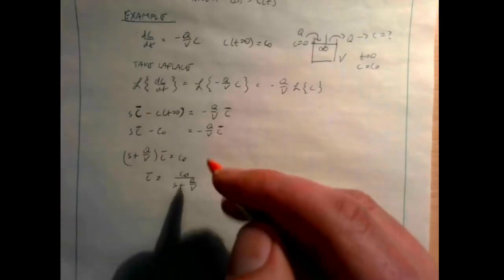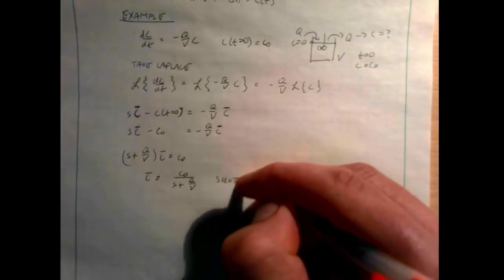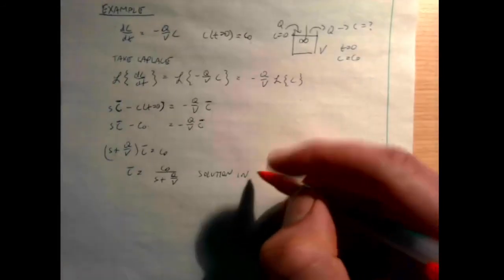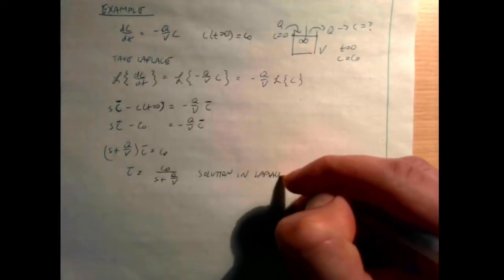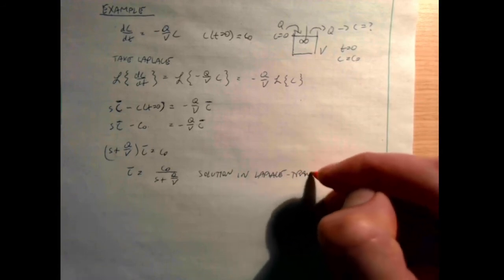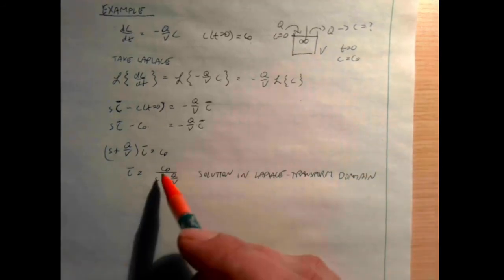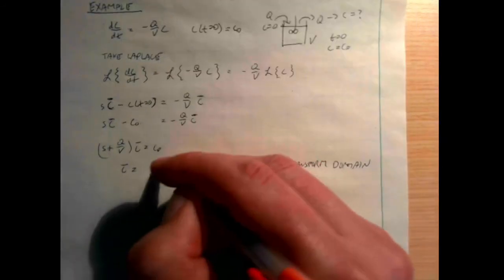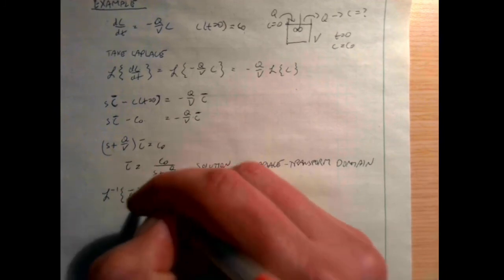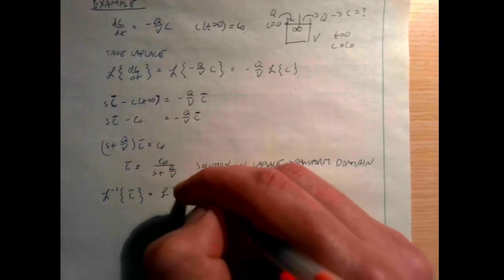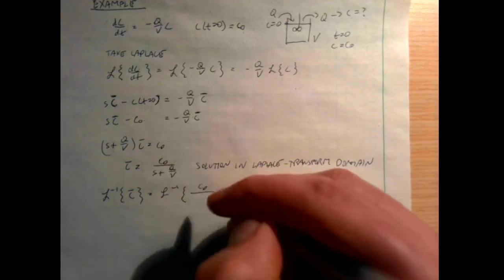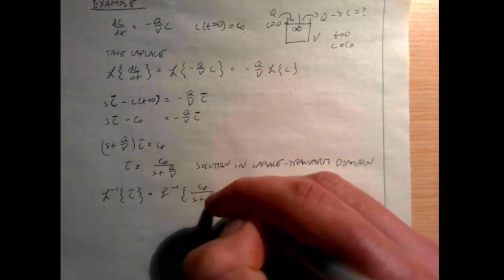Okay, so now this is my solution in the Laplace transform domain, which is not what we want. We want it in the real time domain. So now what we have to do is invert this. So we need to invert, so L inverse is how we're going to write that, of c bar is equal to L inverse of c0 over s plus q over v.